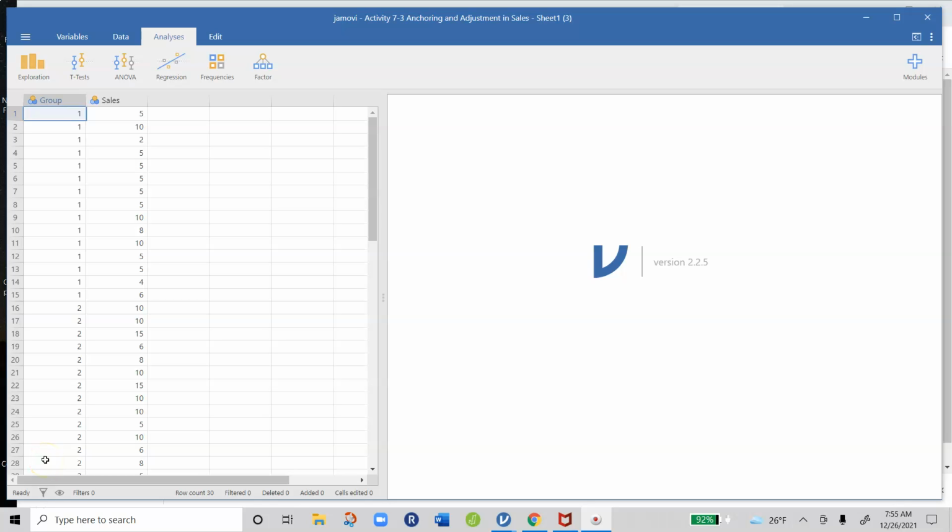Hello everyone. In this video we're doing activity 7.3, and this is another independent measures t-test where we're going to be looking at two separate groups and comparing scores in those groups. In this example it's an anchoring and adjustment example, kind of similar to activity 7.2, and in this case we're looking at what sort of advertising is given at a store and how that advertising affects sales.